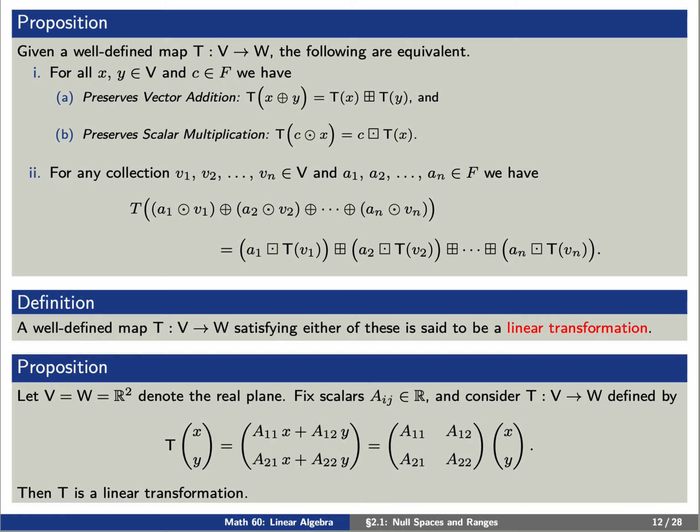let's say that V and W are the real plane, R2. Then we can construct a linear transformation by using a 2x2 matrix whose coefficients are real numbers, as you see here on the screen. We'll now discuss the concept of null space and range.